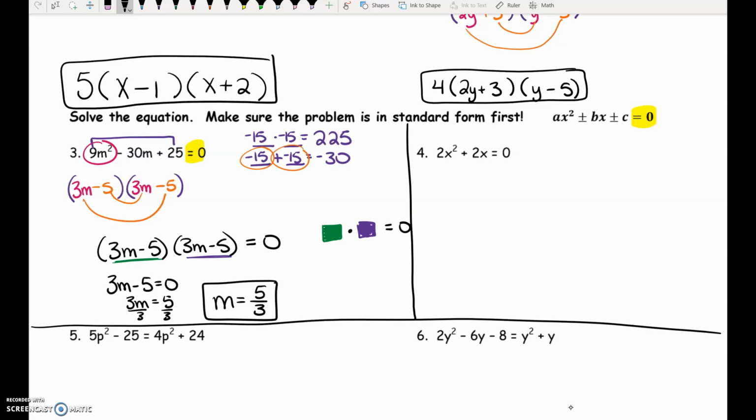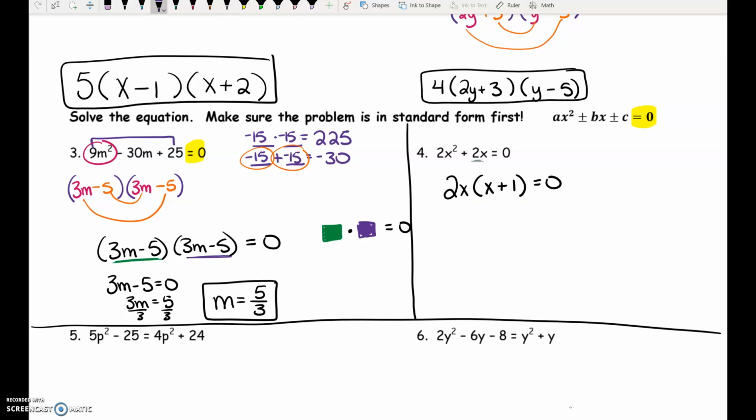Okay, number 4. First step, is it in standard form? It looks like it's in standard form. It's x squared first, then x. It equals 0. Do these two terms have anything in common? 2x. 2x squared divided by 2x is x. And then here's the tricky one. What is 2x divided by 2x? 1. You have to write that 1 in there. Because remember, if we wanted to do the distributive property to get back to what we started with, you have to have something to multiply that 2x by in order to get that term of 2x.